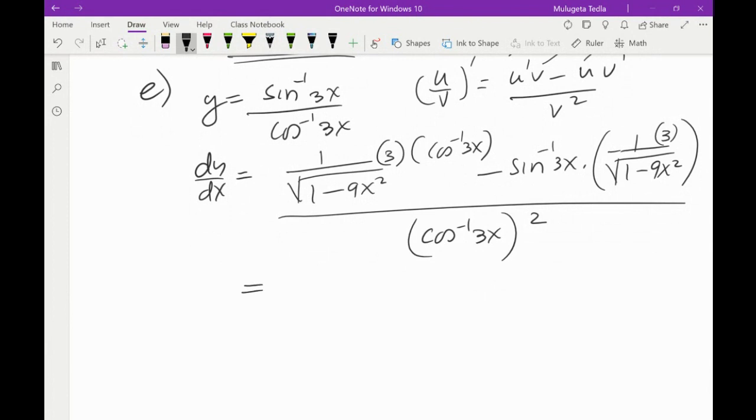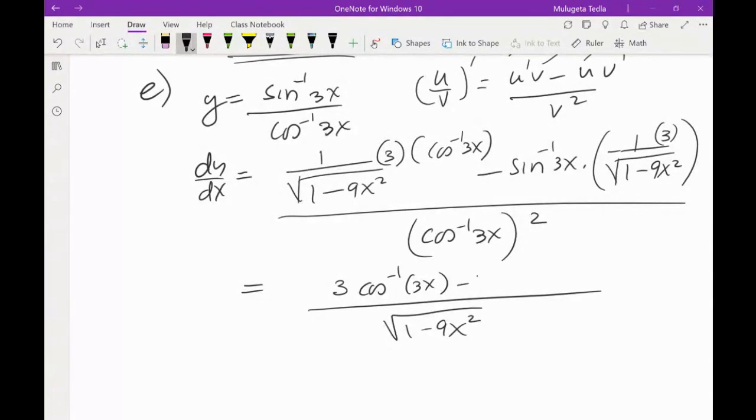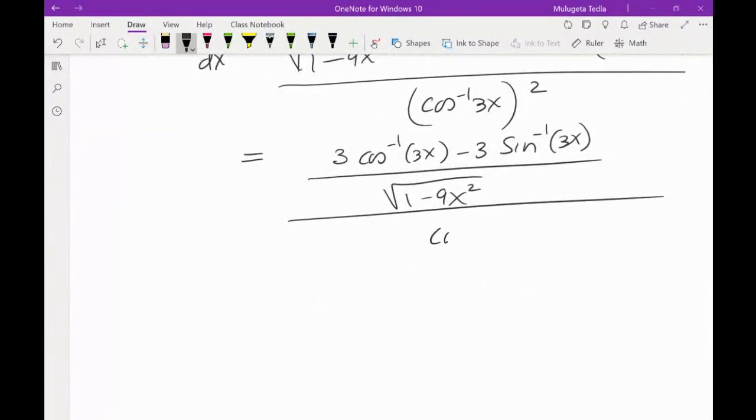So what I mean is, we have the same denominator. We have the root on the numerator only, on the top. This is one denominator for both. This is 3 cos inverse of 3x minus 3 sine inverse of 3x, over the big division, cos inverse of 3x the whole square.